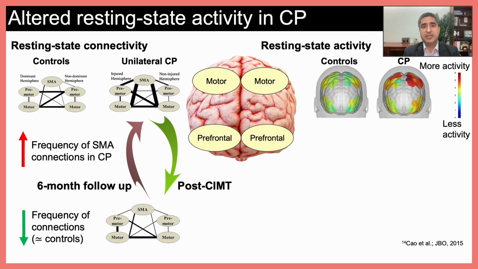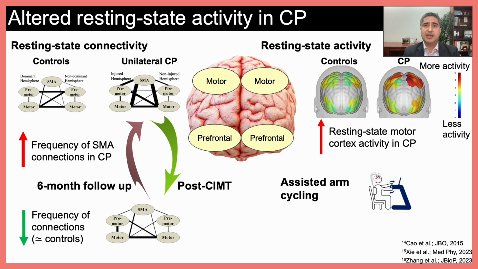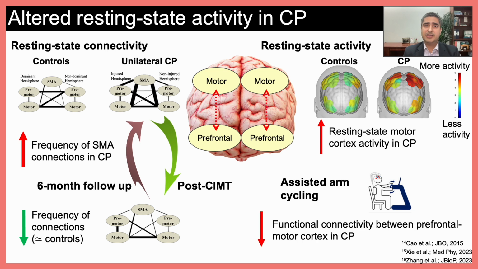Resting state brain activity was also assessed, with the motor cortex in CP showing heightened activity compared to controls. However, during an active assisted arm cycling task, functional connectivity between the prefrontal and motor cortices was decreased in CP. This could contribute to the exaggerated cognitive motor interference that is characteristic of this group.